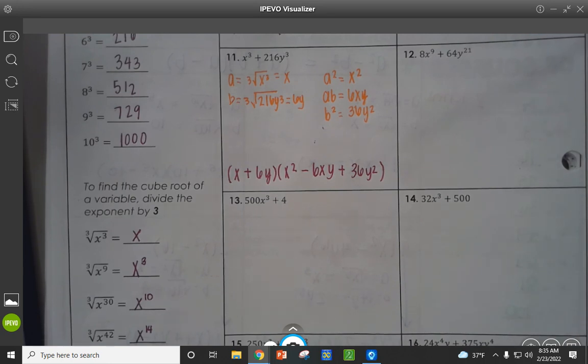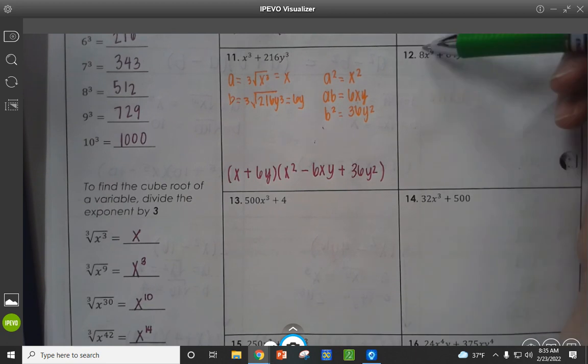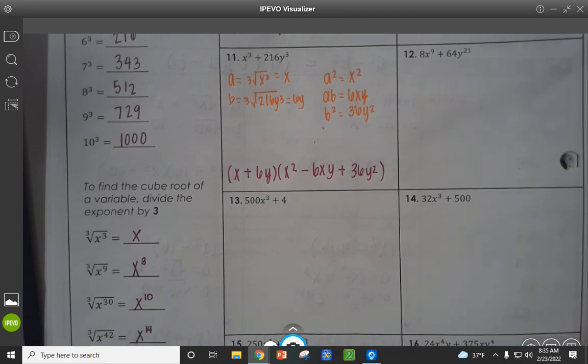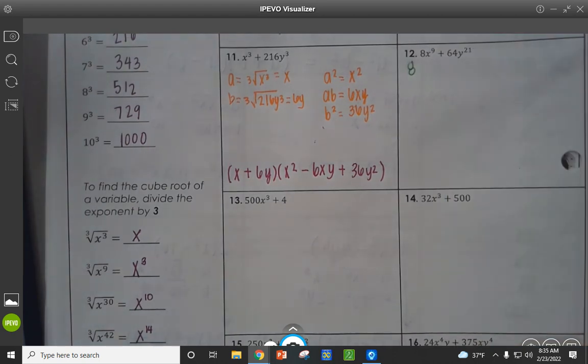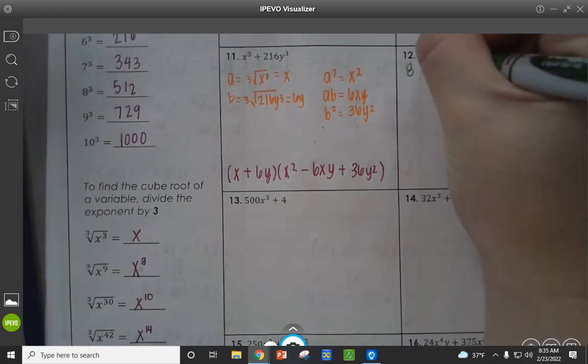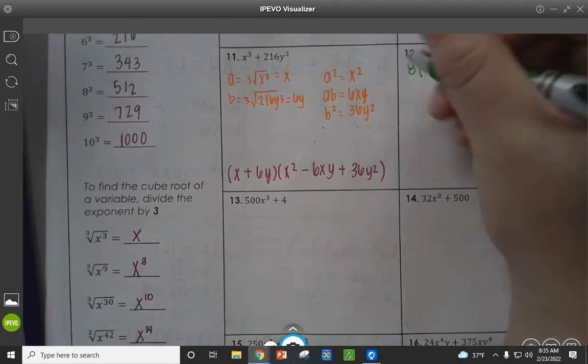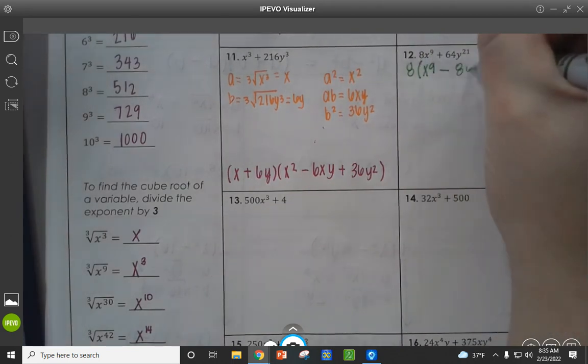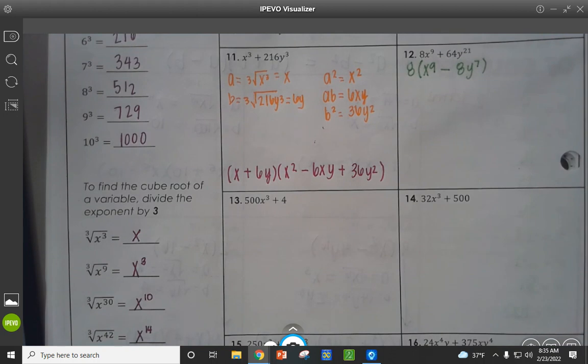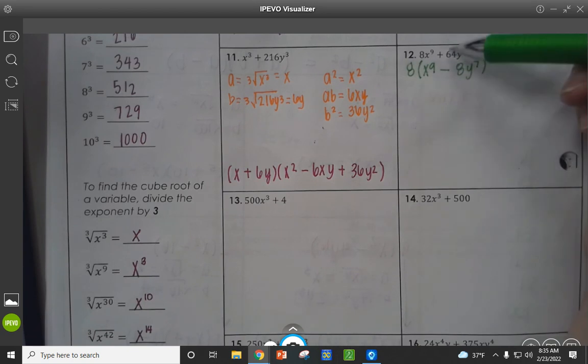Number 11, is there a GCF? What can you divide 8 and 64 by? 8. And they do not both have the same variable, so only an 8. x to the 9th minus 8y to the 7th. So all I did was divide both of those by 8.